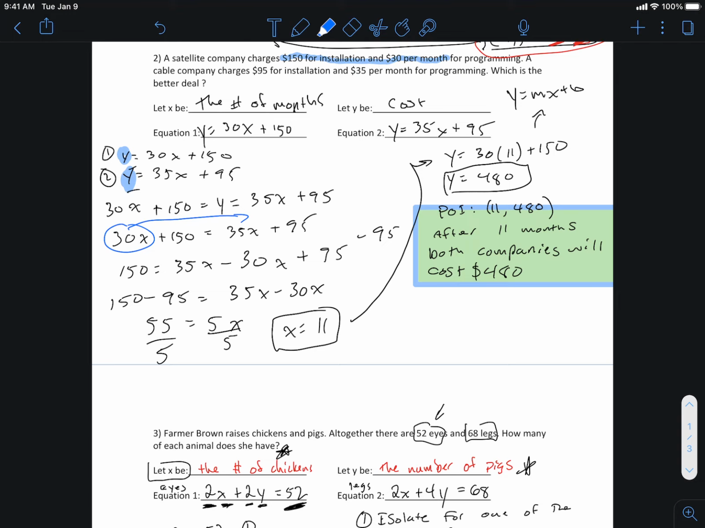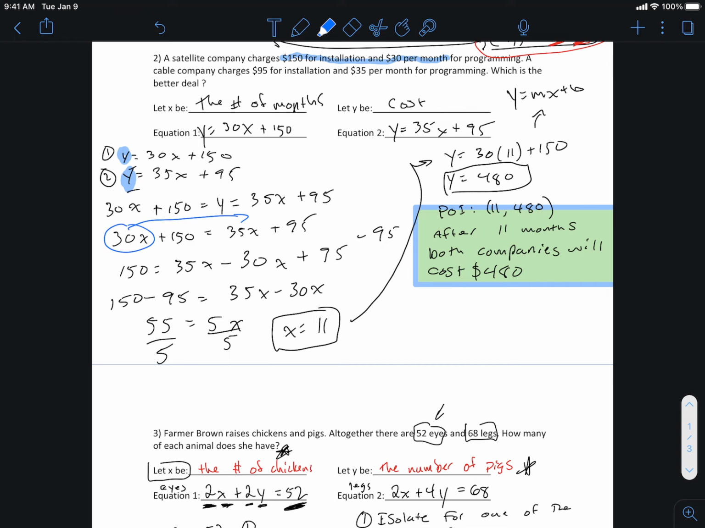And we're able to answer that because of the way we set up our variables, right? We can see that x is the number of months and y is going to be the cost. And then when it asks you which is the better deal, that's kind of like a trick question, right? It's like, well, depending on how many months you decide to stay with either of these two companies, it's going to be a better deal, right? Depends on how long you're with them.